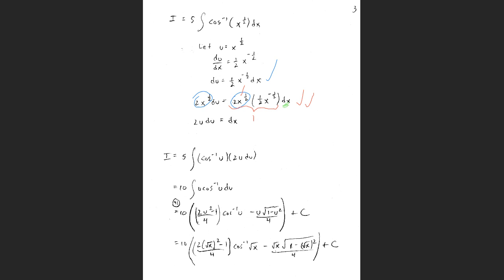And so dx is 2u du. And now this integral here becomes 5 times the integral of the arc cosine of u times 2u du. Are we good, Mohammed? Does that make good sense?